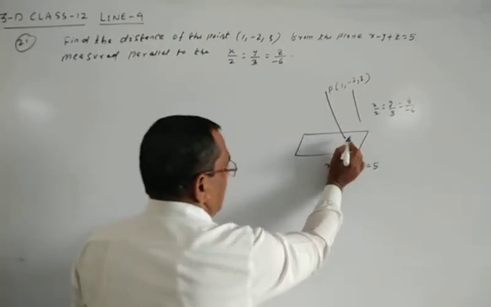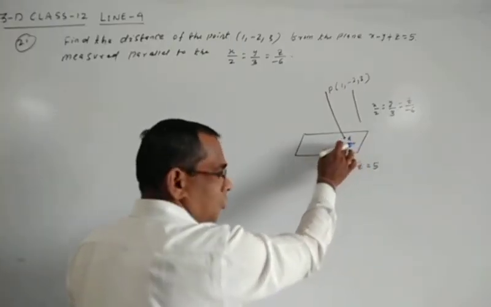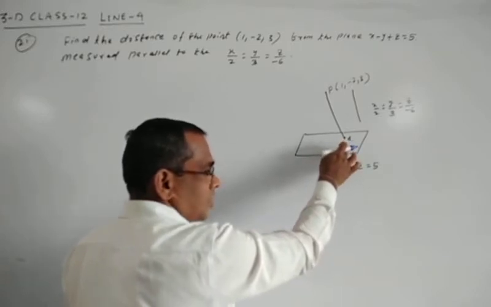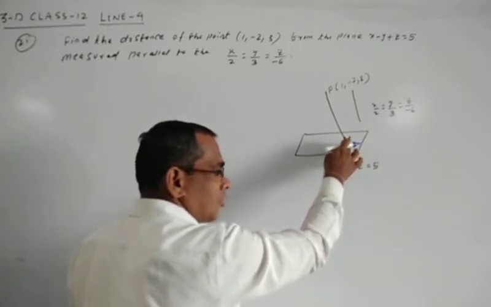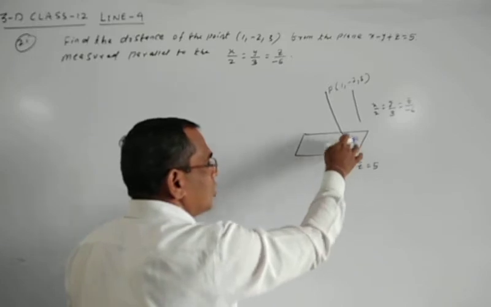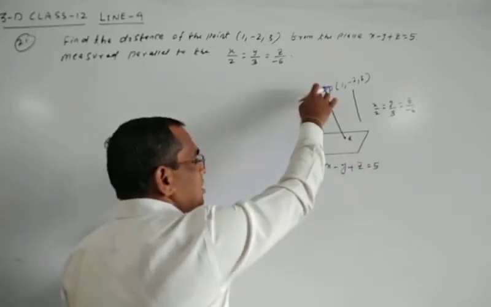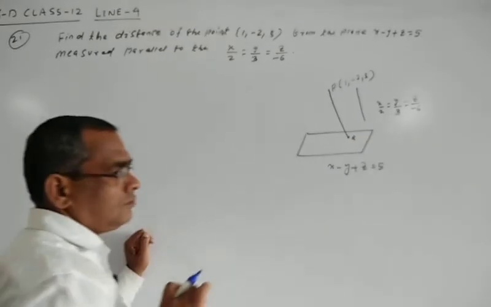How to find its distance? We first find the point of intersection Q. First you have to find the coordinates of Q. What is Q? Q is the point of intersection of this line and the plane.